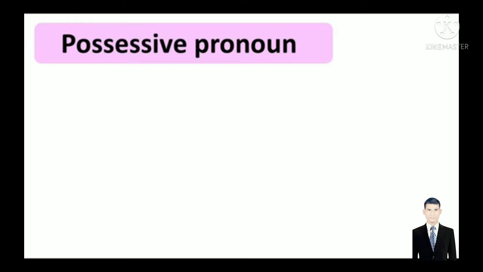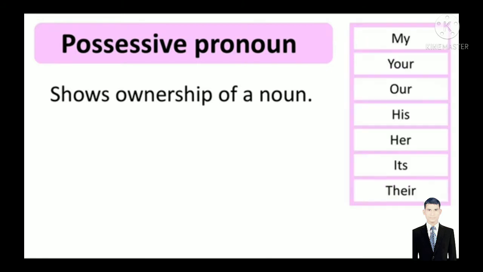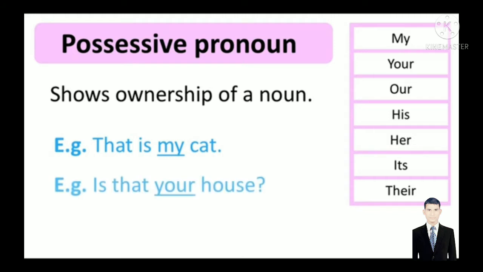Possessive pronoun. This type of pronoun shows ownership of a noun. This includes my, your, our, his, her, its, theirs. For example, that is my cat. Is that your house?